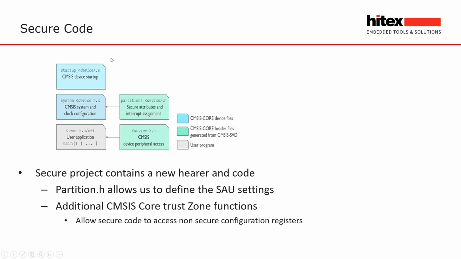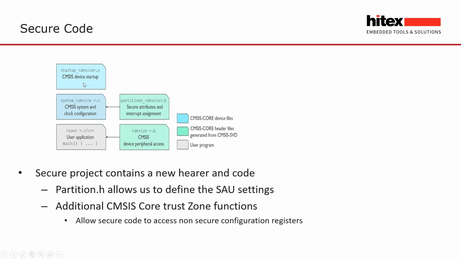So now we have the startup code, which is the interrupt vector. We have the system code, so this runs before we reach main, and it will configure all of the main system peripherals. And with the secure code, we now have an additional header file, which is this partition file. So this now carries all of the definitions for the security attribution unit.